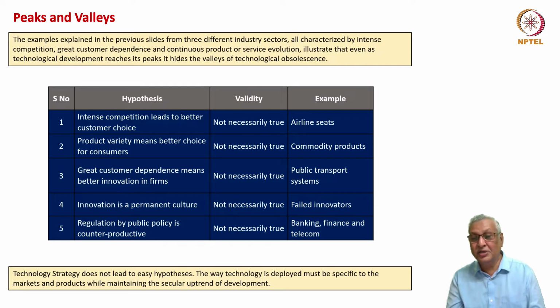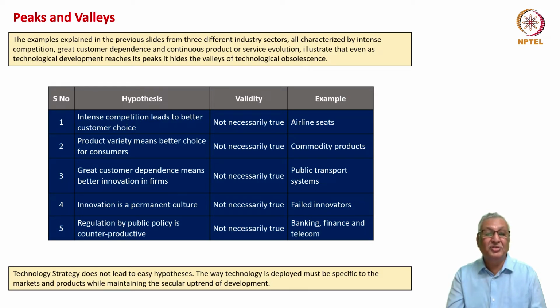Great dependence on customers means better innovation in firms. Not necessarily true again. Public transport systems require a huge number of people to transport and be viable. But are they offering better public transport systems, better passenger comfort? No. Innovation is a permanent culture. Not necessarily true. There are so many innovators who have failed that this hypothesis is also not true, and we have seen examples in the previous lectures of failed innovations and failed businesses. Whether it is Palm, PDA or Pebble, there have been failures.